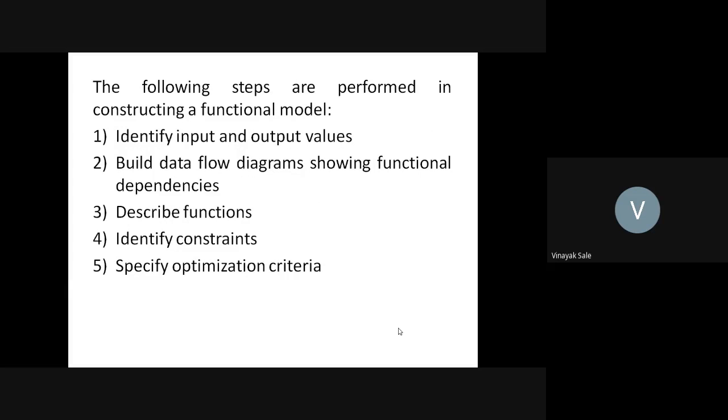So there are five steps for constructing the functional model. First one, identify input and output values. Second one, build data flow diagrams showing functional dependencies. Third one, describe functions. Fourth one, identify constraints. Fifth one, specify optimization criteria.